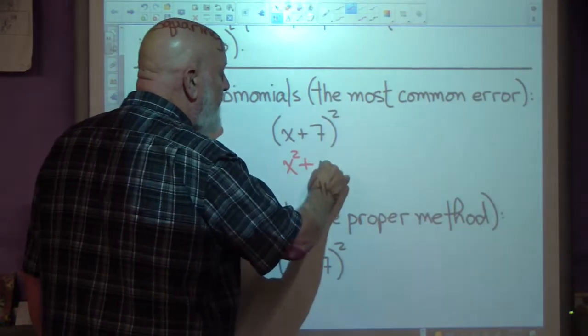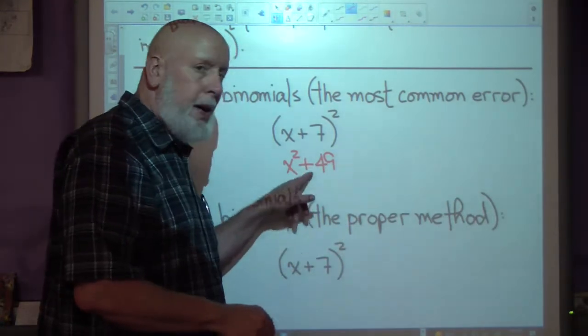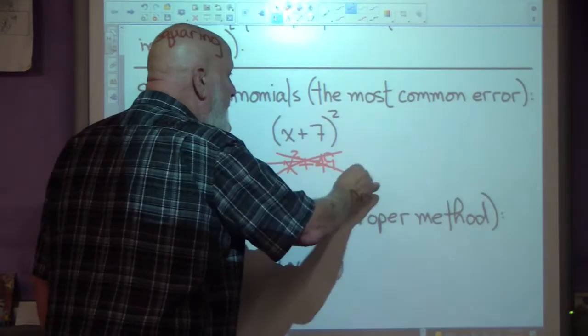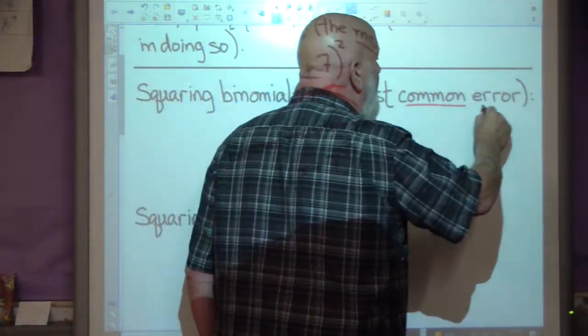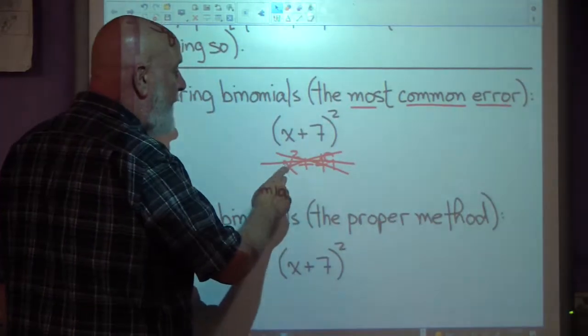7 times 7 is 49. And they'll look among their multiple choice answers, and that will be there, but it's wrong. Don't do that. We can't do that. That's the most common error. We don't want to do that. Why is it the most common error?